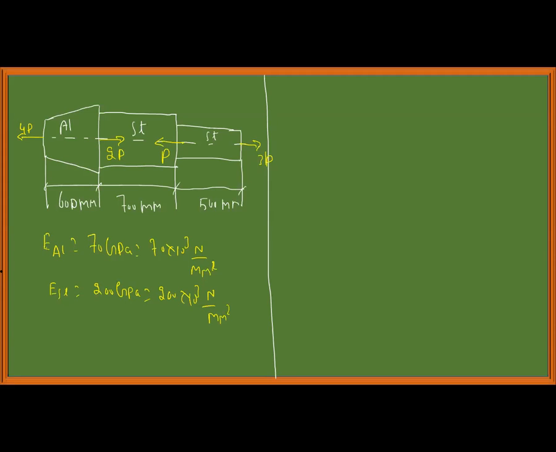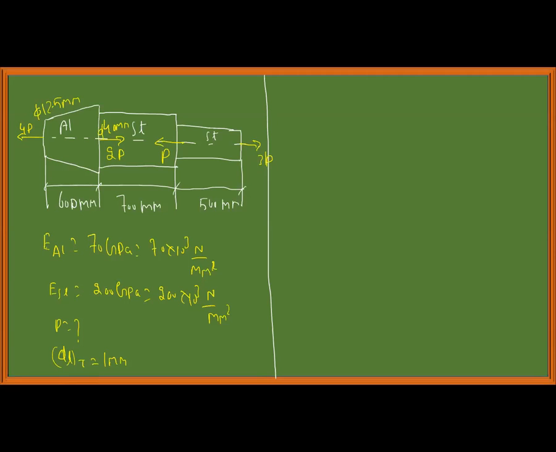Big end diameter and small end diameter are 40 mm and 12.5 mm. Big end is dia 40, small end is dia 12.5 mm. Determine the magnitude of force P such that the net deformation in the bar does not exceed 1 mm. Total deformation will not exceed 1 mm; maximum it can be 1 mm. Okay, this is the problem statement.